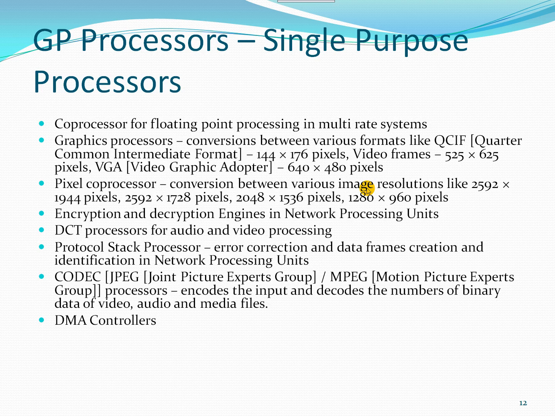So the protocol stack processes for error detection, the data frame creation and the identification in the network processing units, because for the protocol stacks and all, we need to have separate processors for various protocol calculations in the stacks. If you have a separate processor for protocol stacks, that kind of processing will be very fast and very time-reducing. So we can have these kinds of protocol stack processes in network processing units.